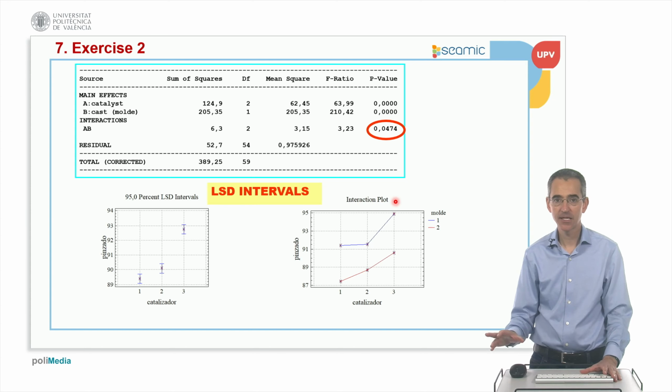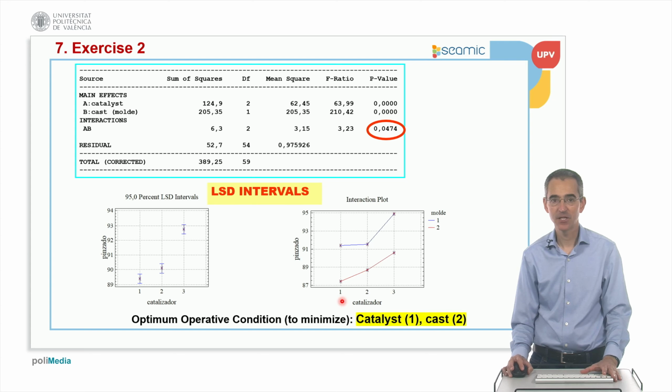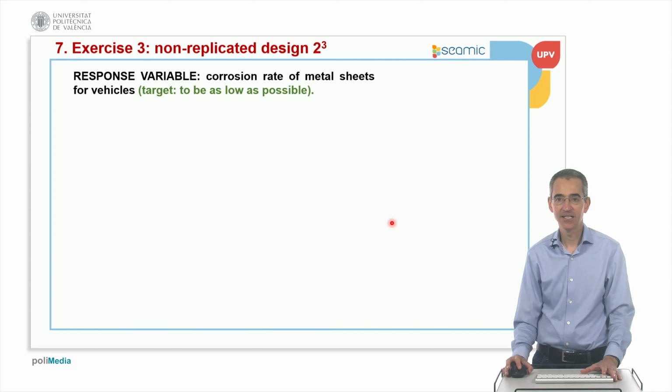But anyway, in this case, if we want to minimize this parameter, okay, the answer is very clear. We have to choose the catalyst type 1 and the cast type 2. Okay, so this would be the best operative condition in this case that we want to minimize. In case we would be interested to maximize, then we should choose this condition.